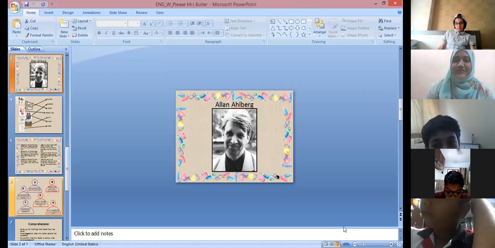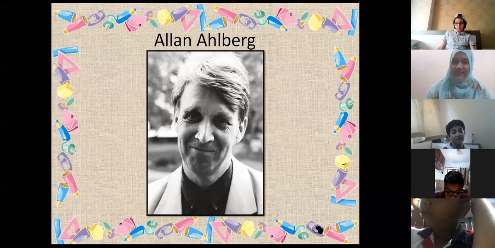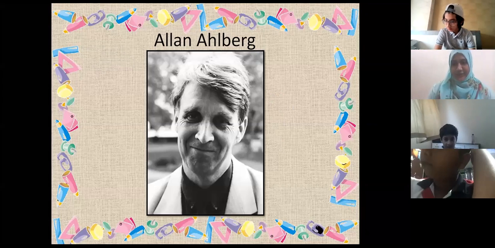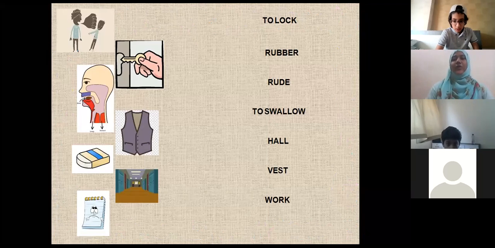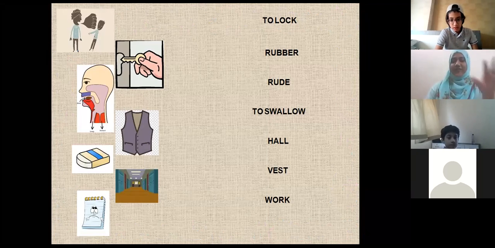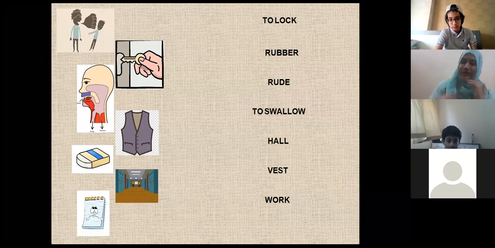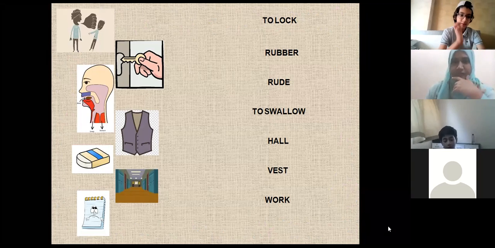All right. So this is the poet Alan Ahlberg, who's written the poem "Please, Mrs. Butler." Before we start, I want you to do this short activity of match the following. Then I'm going to read out the poem again for you. So how about this? What does the first picture indicate? What would be the answer?